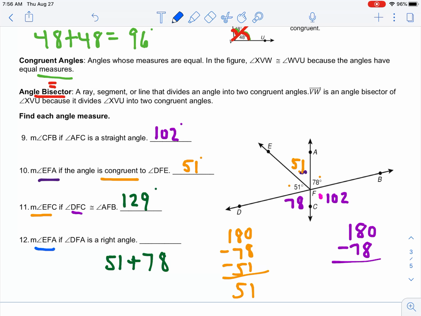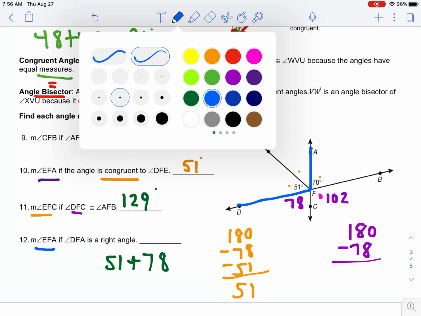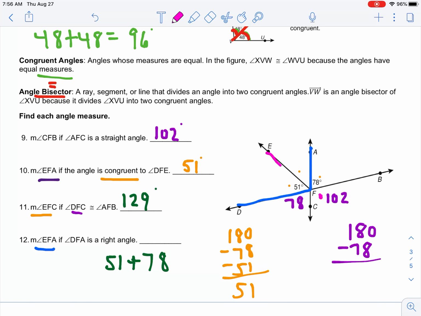So they're telling us that DFA is a right angle for this question. Okay? They want us to find EFA. So if I go E to F to A, that's this little piece here. Well, if they tell us that is 90, that means those two angles have to add up to 90. Well, if one angle's 51, then 90 minus 51 will tell us what's left. Well, if you do 90 minus 51, you're going to see that you get 39 degrees.